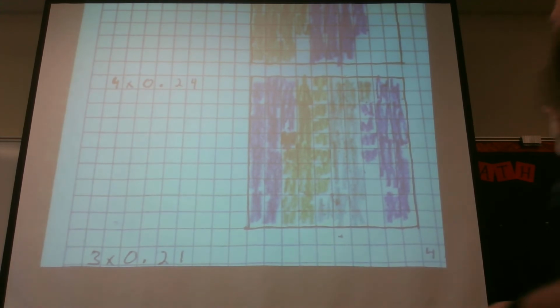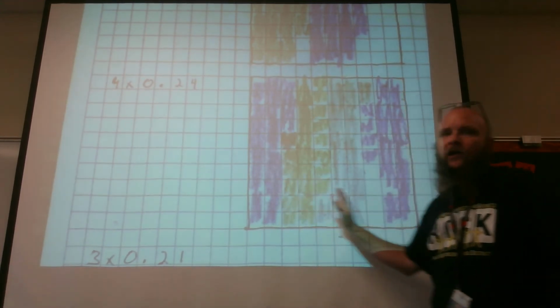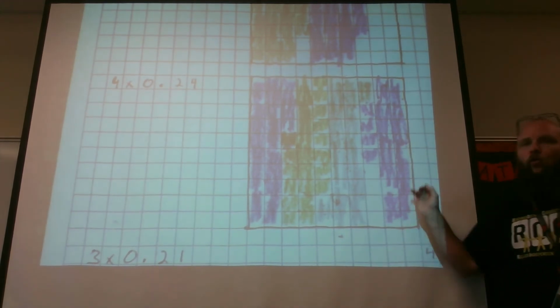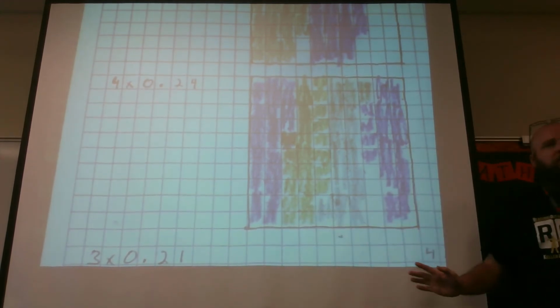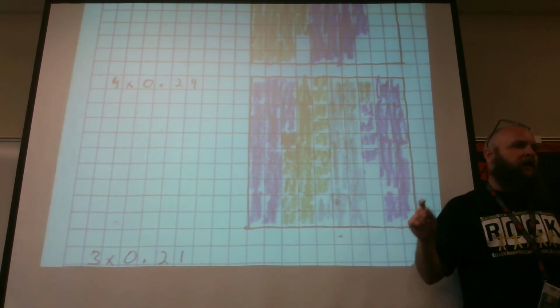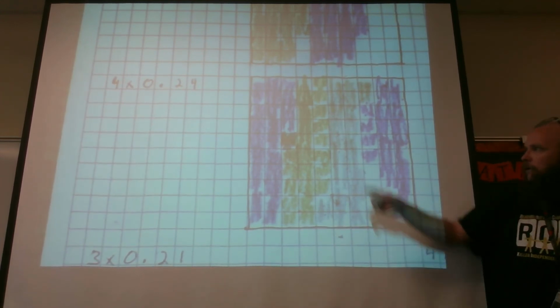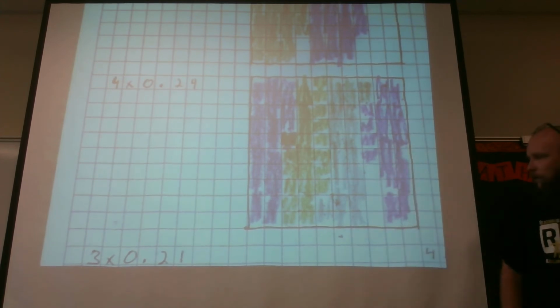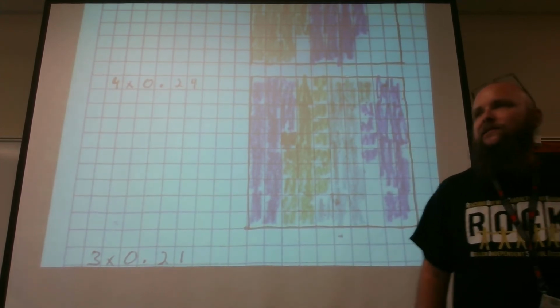If my answer was 1 or greater, then that whole thing would be shaded in. But I'm less than 1. So 1 whole has 100 hundredths. 100 hundredths equals 1 whole. So I have 100 minus 1, 2, 3, 4, which gives me 96 hundredths.